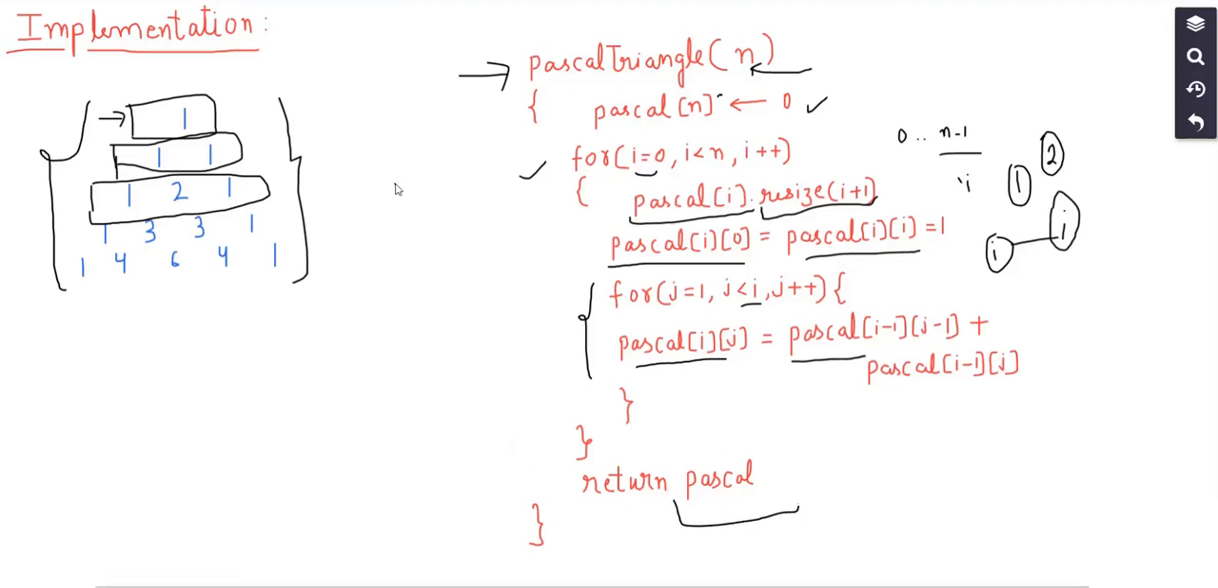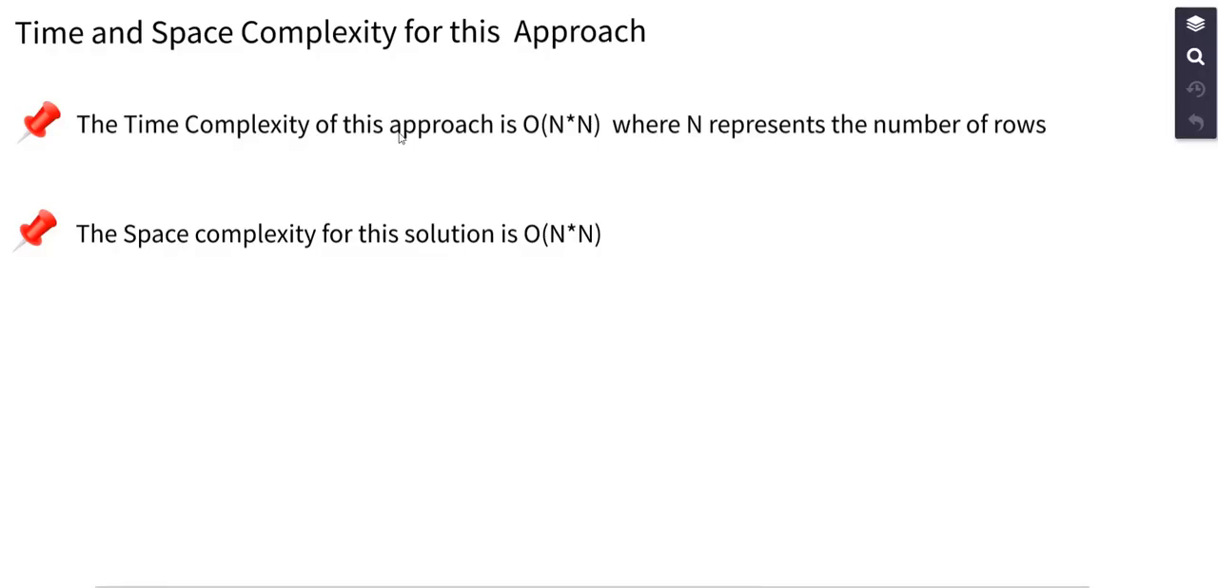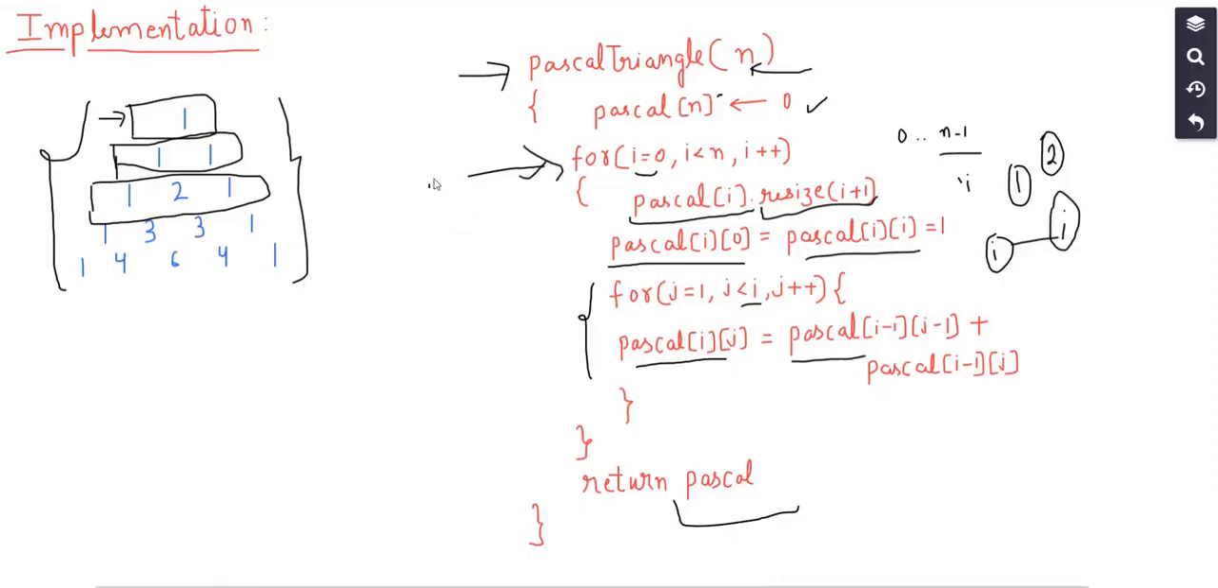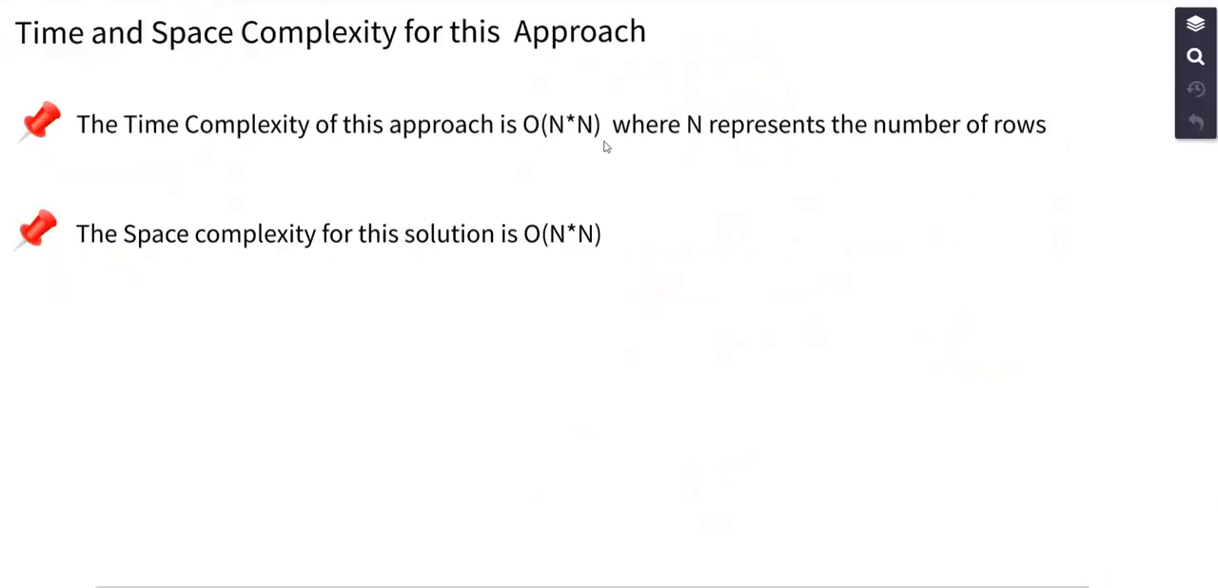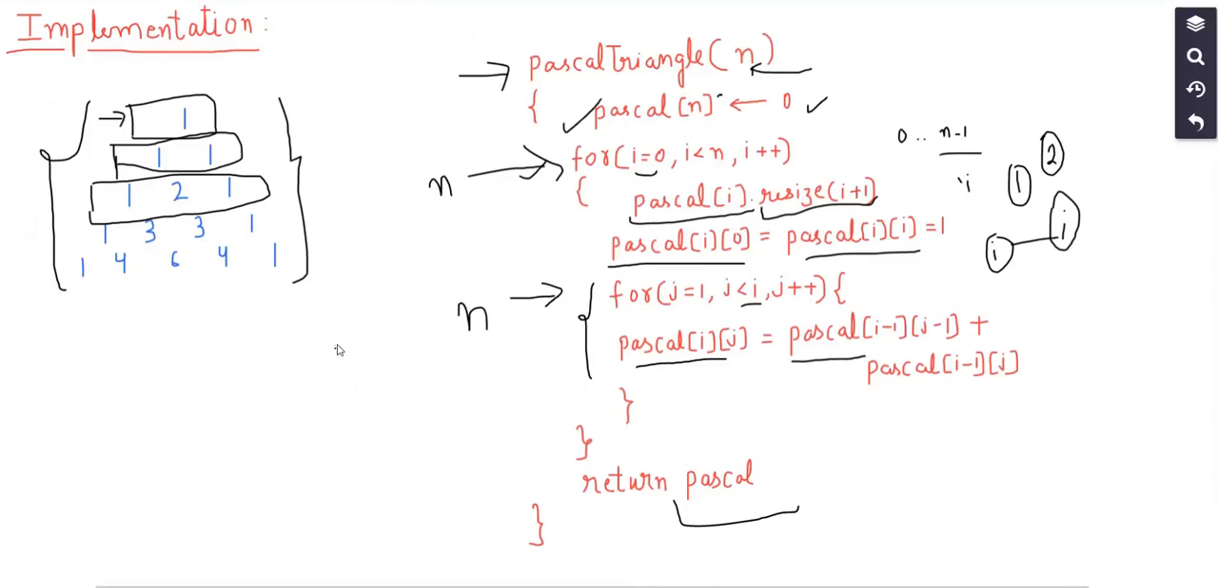Let's discuss the time complexity for this solution. Time complexity is quadratic, that is, we are running a loop. This loop runs n times and this loop also runs n times in the worst case. Hence the time complexity becomes n square, where n represents the number of rows in Pascal's triangle, while the space complexity is also n square because we are using a matrix of dimensions n cross n. Obviously the space is a little less than this.